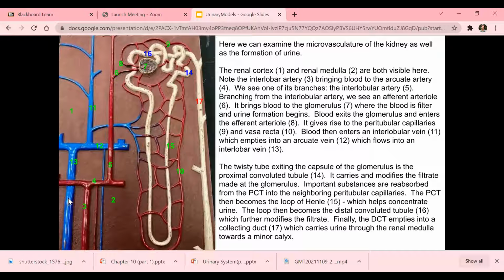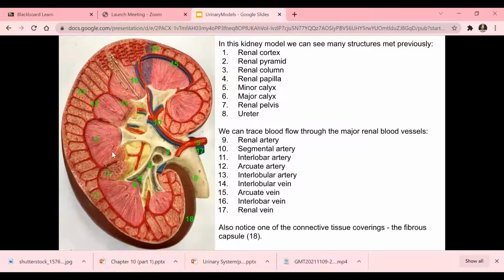I come back to the previous picture. Here is the interlobular vein. Number 15 is the arcuate vein, and number 16 is interlobar veins. Interlobar veins join together and make renal vein, which come out of the kidney. For the veins, we don't have segmental. Interlobars join together and make renal vein. This is about the blood vessels which we have in our kidneys.